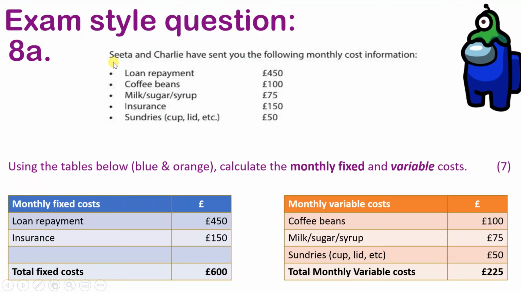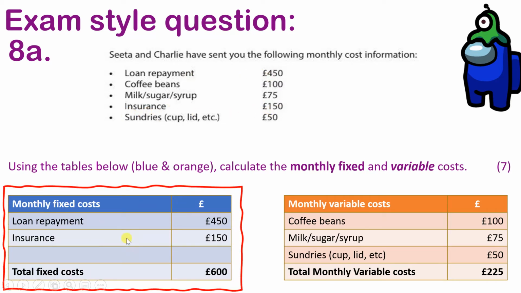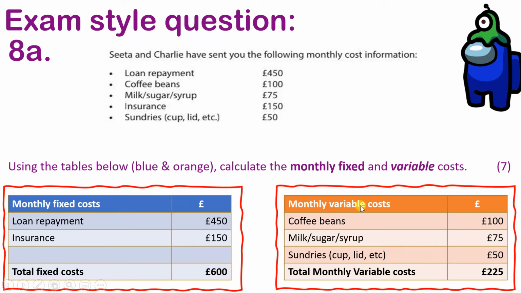So 8A question is about you organising the difference between fixed cost and variable cost. Fixed costs are the costs that are indirect, they're not specific to the product. So of the 5 things in that list, there are 2 which are nothing to do with coffee. That's loan repayment and insurance, so that's in the blue box. And then you've been asked to create the total monthly figure, so you add them up. So that's £600. And the rest, the coffee, beans, milk, sugar, syrup and sundries, that goes in the orange box. And you've been asked to total the monthly variable cost, and that is £225.